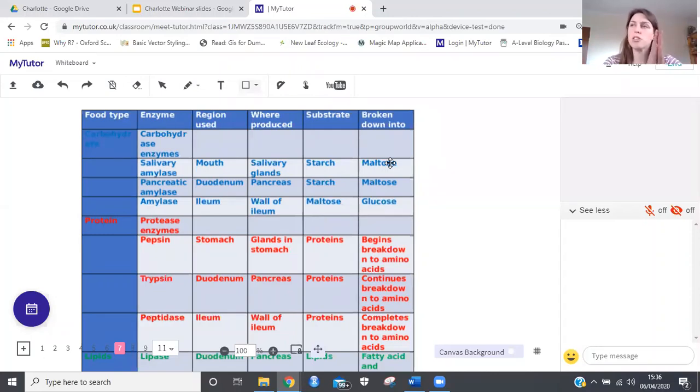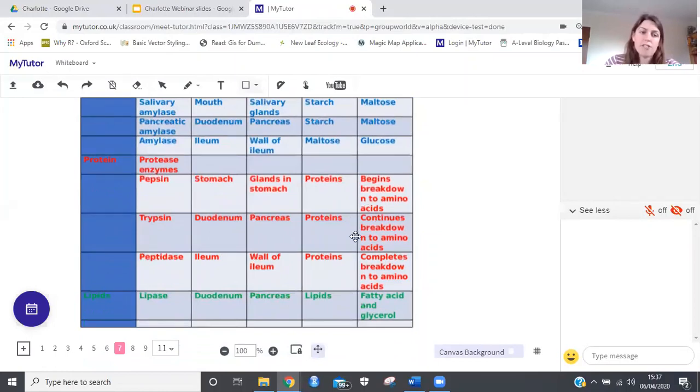Remember when we looked at the digestive system diagram, the digestion of carbohydrates starts in the mouth with salivary amylase, continues in the small intestine, and then finishes in the ileum. Amylase that works in the ileum finally manages to break down that maltose into glucose. So you've gone from starch, a really long carbohydrate molecule, to maltose, a slightly shorter carbohydrate molecule, and then finally to glucose, which is our end product.